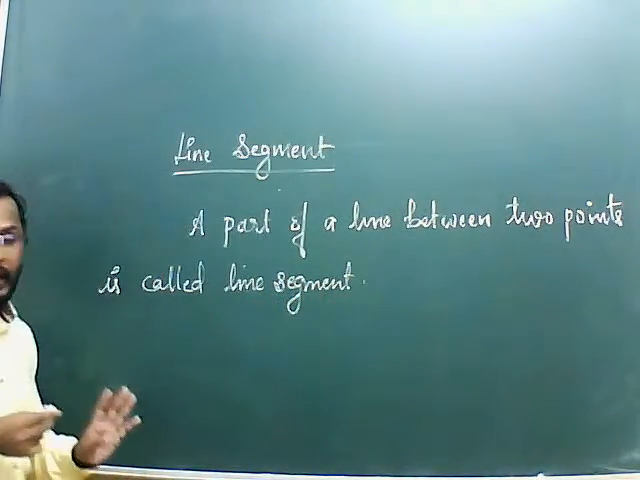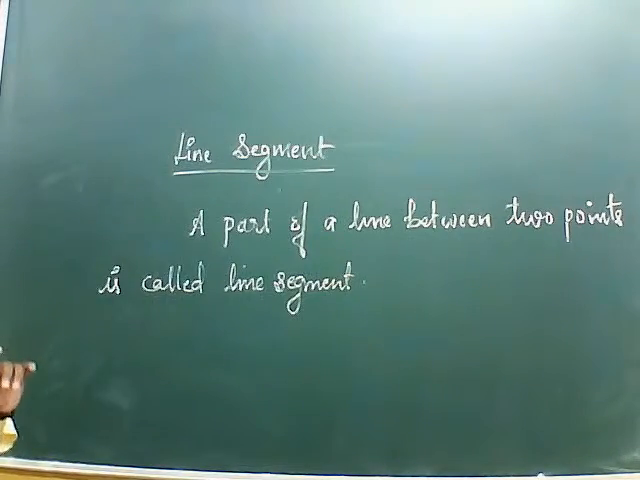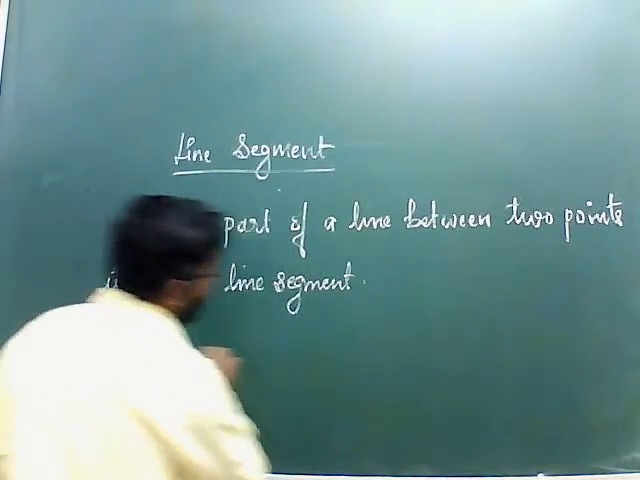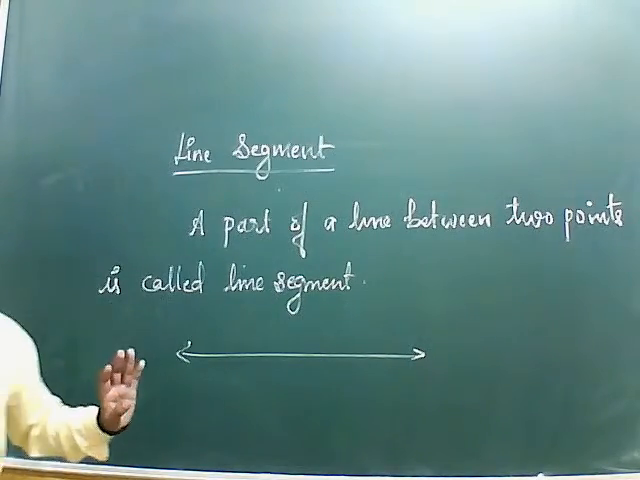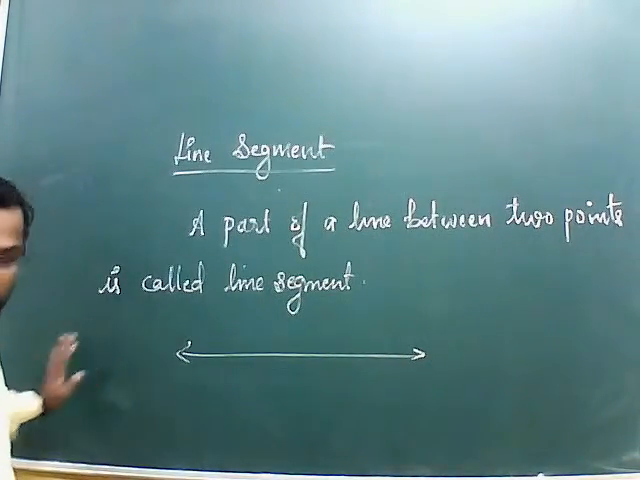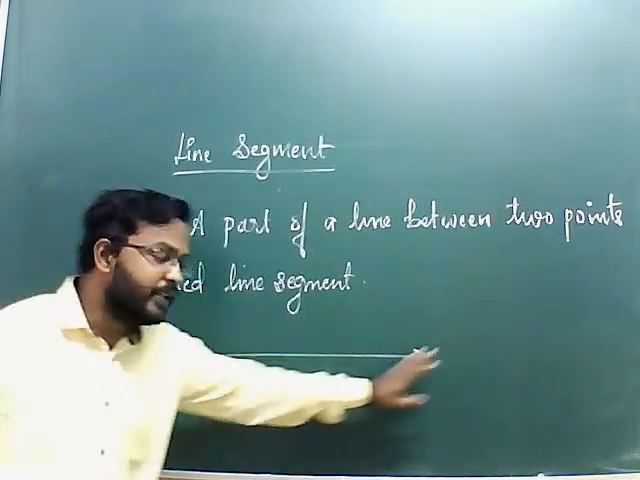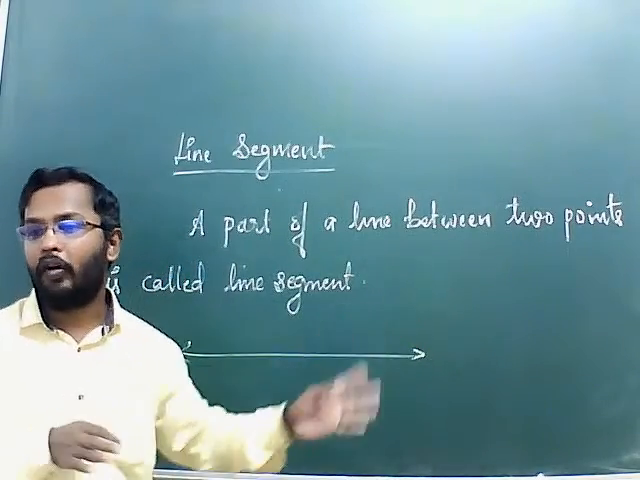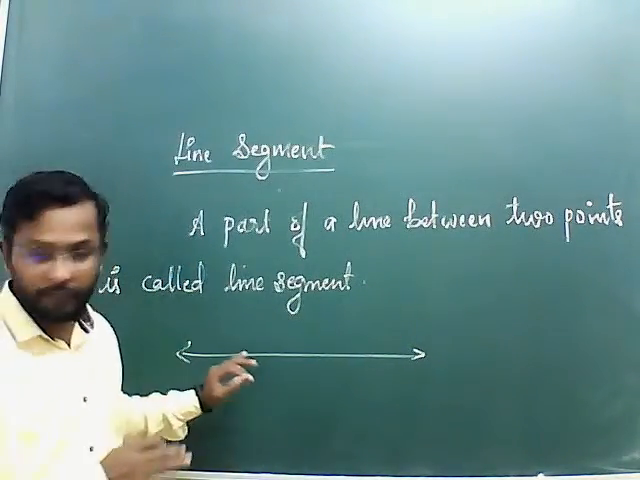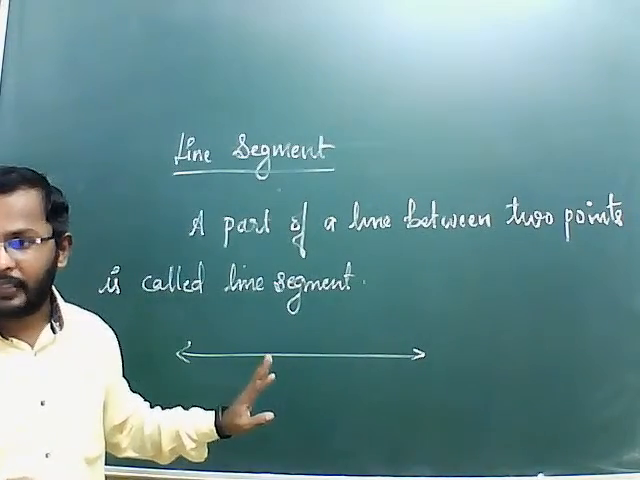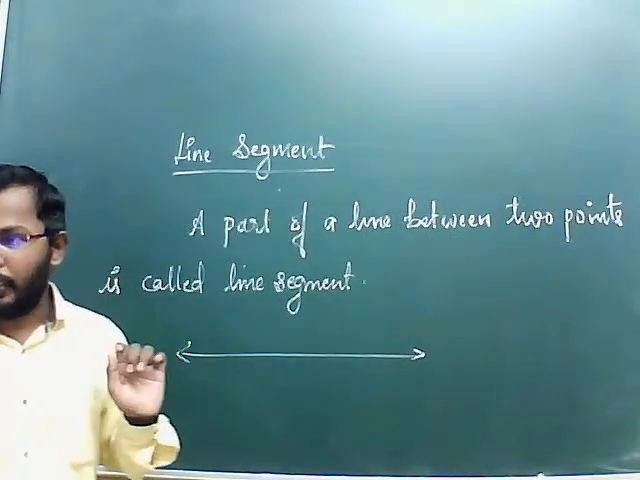A part of a line between two points. Suppose you take this as a line. Already I told you, line means what? This side it will keep going on and this side also it will keep going on. It will not stop. Such types we call lines. Both sides it will be extended.